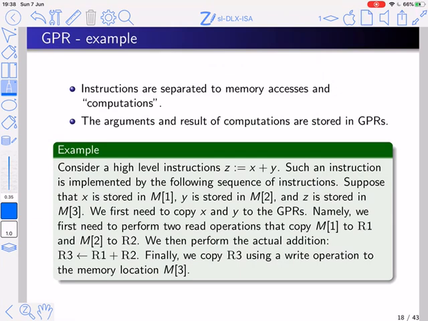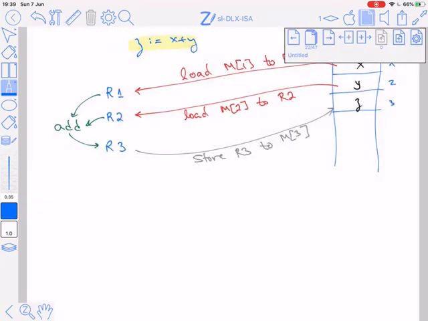So let's see an example of how the GPR interacts with the memory and how things work. Instructions are separated into memory accesses and computations. The arguments and the results of computations are stored in GPRs. So let's look at an example in which I have a high-level instruction which says Z gets the value of X plus Y. How is such an instruction executed? Let's see it by a diagram.